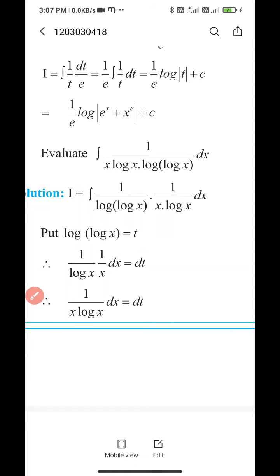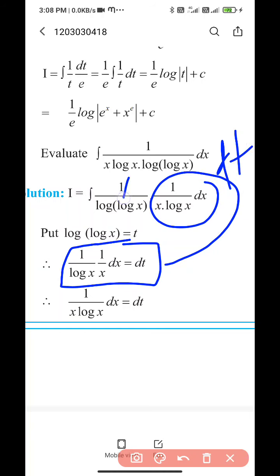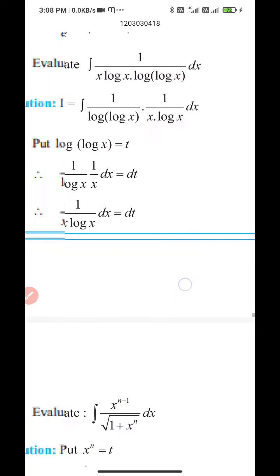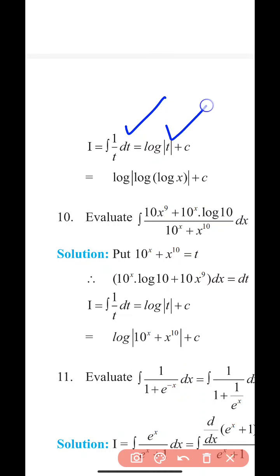So let's get back to the problem. After deriving that with respect to x, we have got log of 1/log x into 1/x into dx to dt. So this whole thing we are going to put as dt, and this is going to be 1/t. So now I think you have understood this. This is the same thing. See, then the same thing you have to do. 1/t का log mod of t आएगा, t के जगह put कर दो. That's it.